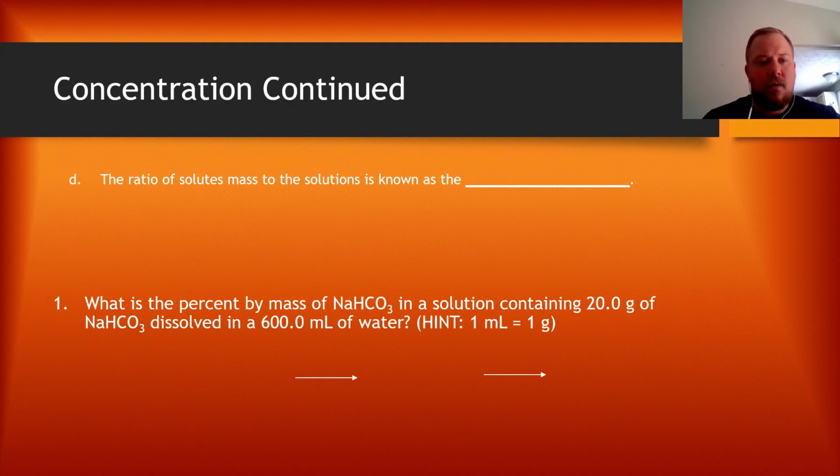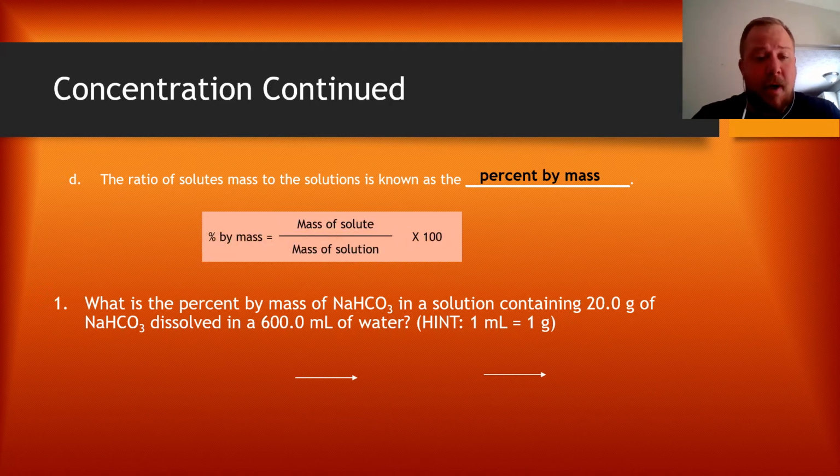All right, looking at concentration, there are a couple of different things we have to measure. The first is the percent by mass, which is the ratio of the solute's mass to the solution's mass. The equation that goes along with it is popping up now. The percent by mass is the mass of the solute over the mass of solution multiplied by 100.